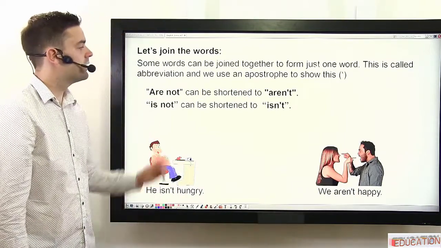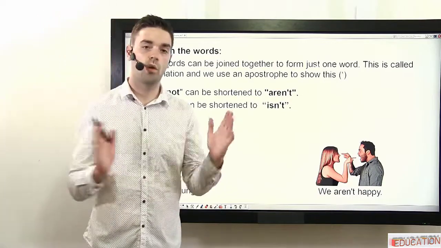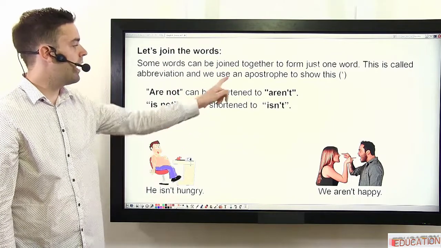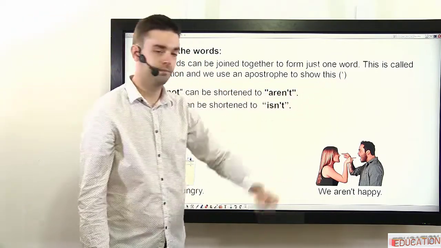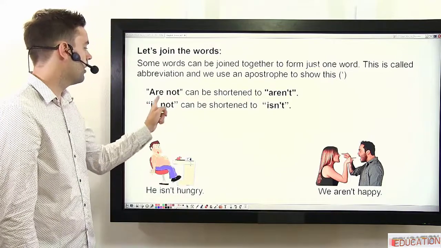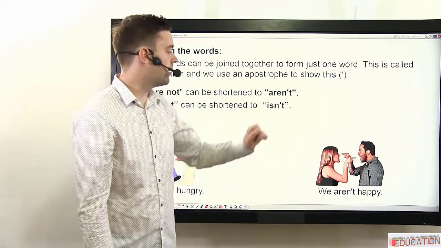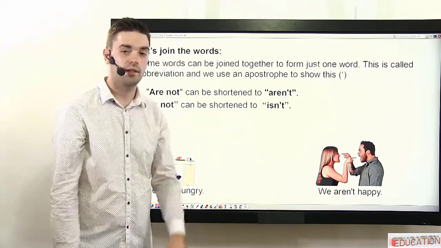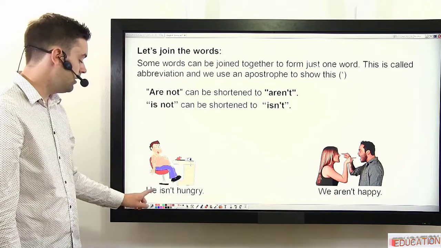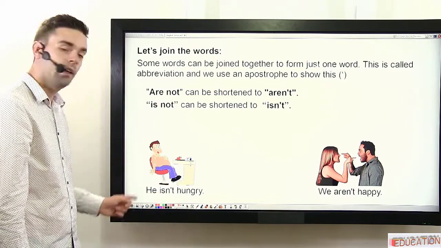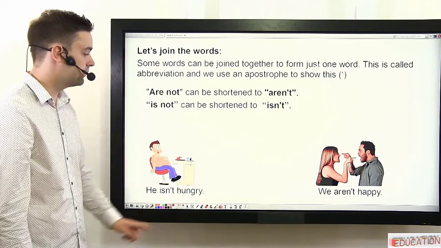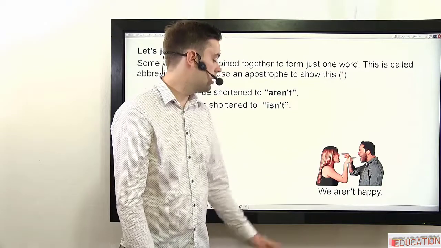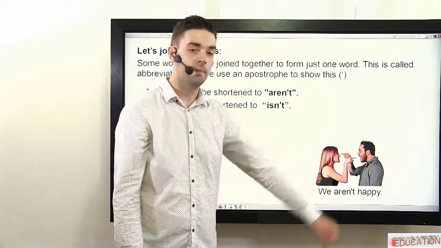Let's join the words. Some words can be joined together to form just one word. This is called abbreviation, and we use an apostrophe to show this. Are not can be shortened to aren't. Is not can be shortened to isn't. He isn't hungry. He is not hungry. We aren't happy. We are not happy.